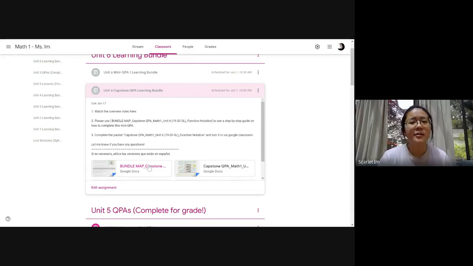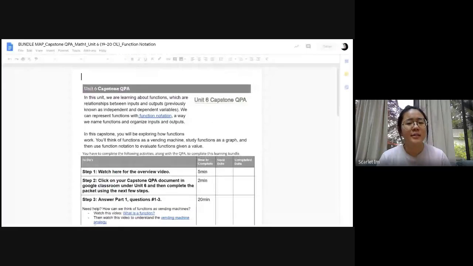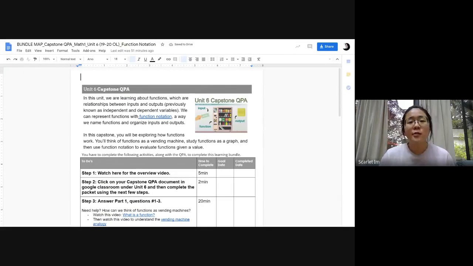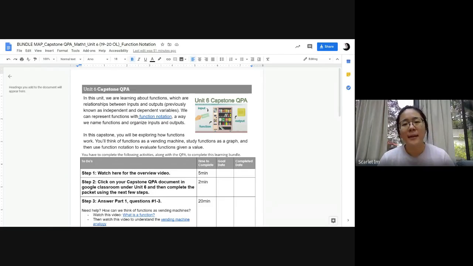Let me show you what this bundle map looks like so you have a good idea of what this assignment is going to be. Unit 6 is basically learning about functions, which are relationships between inputs and outputs, previously known as independent and dependent variables. Then we're going to represent these functions using function notation.